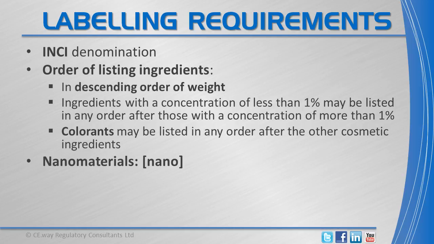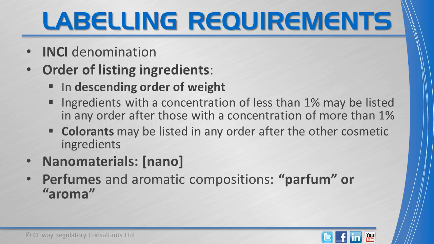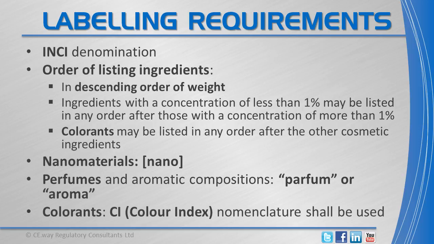Ingredients present in the form of nanomaterials have to be clearly indicated on the list of ingredients. The names of such ingredients shall be followed by the word nano in brackets. Perfumes and aromatic compositions shall be referred by the terms perfume or aroma. Colorants are to be listed using the CI color index nomenclature.